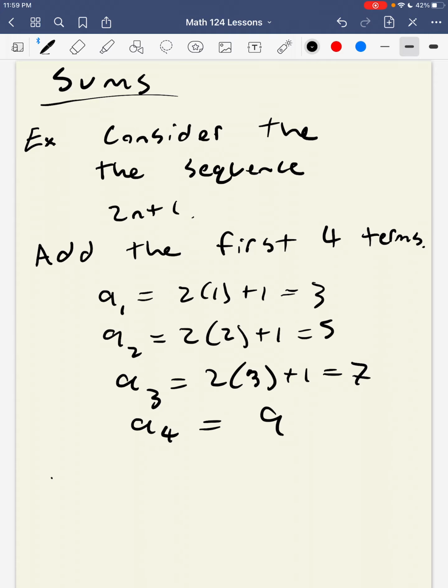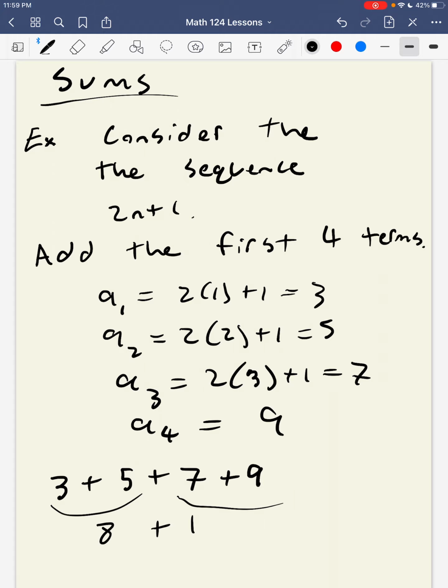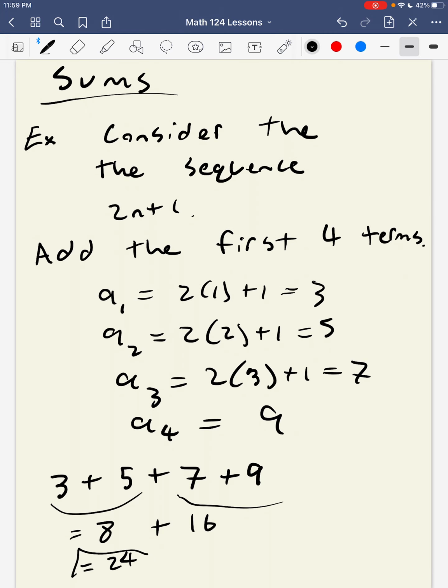Now if we add them, that's 3 plus 5 plus 7 plus 9. I don't know, group those together. It's 8 plus 16, and then we get 24. So the sum of the first 4 terms of this sequence equals 24.